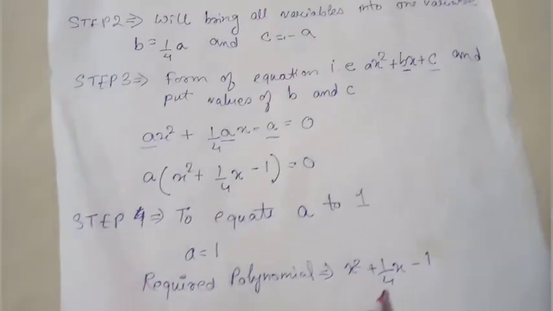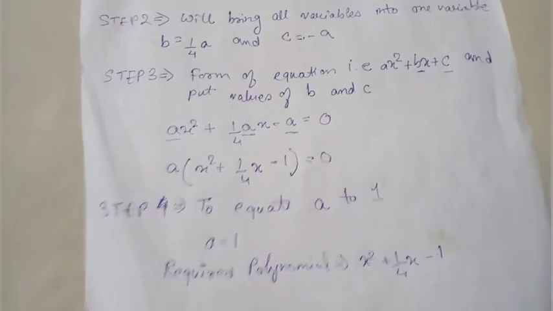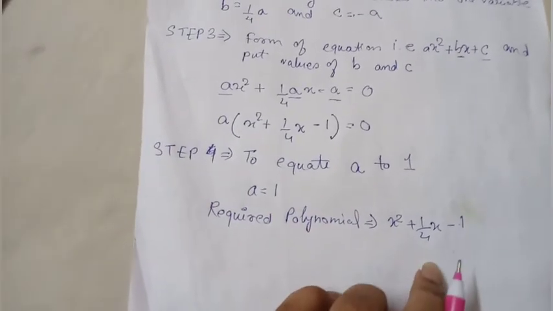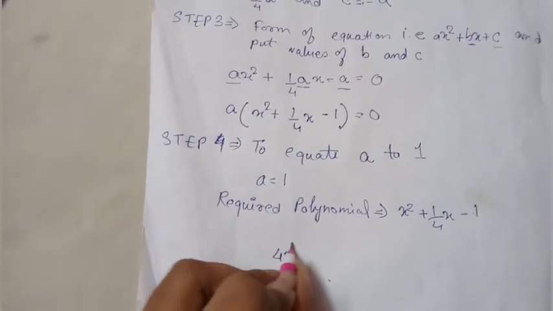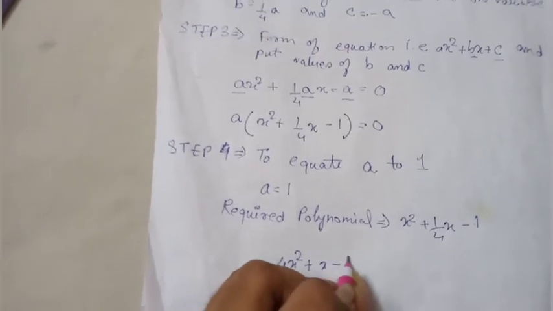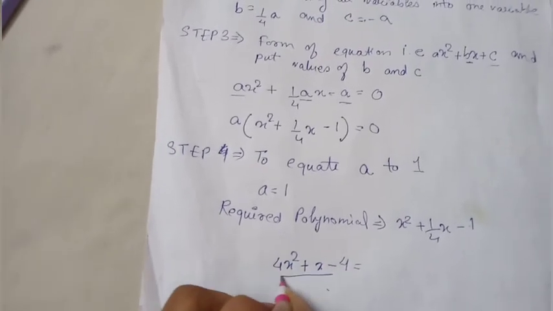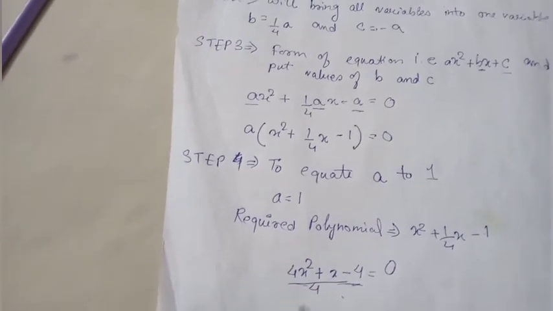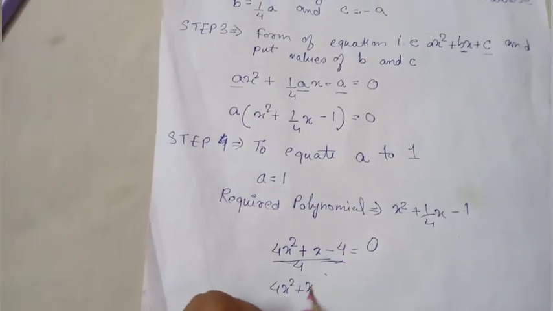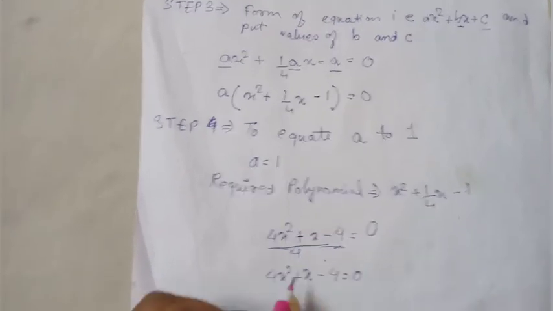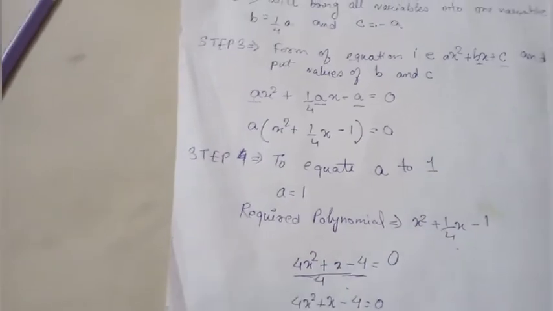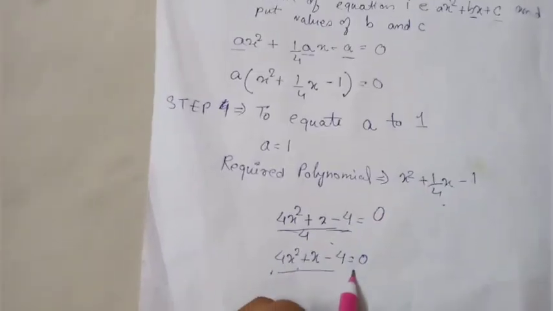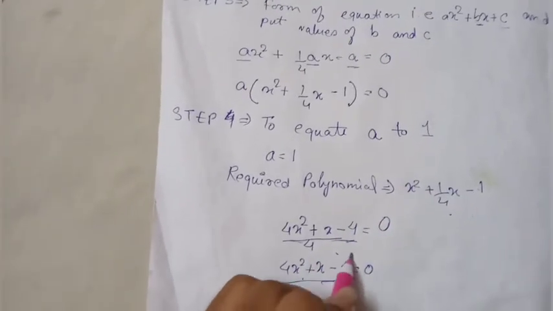Or you can also take the LCM of 4. Both ways are correct. If you want to keep it till here, you can, or you can do 4x square plus x minus 4 equal to 0, as 4 is taken as LCM. This is also a quadratic polynomial. Both are the same, just the way of writing is different. I took 4 here, and 0 into 4 is 0. So that's why we got the required polynomial as this.